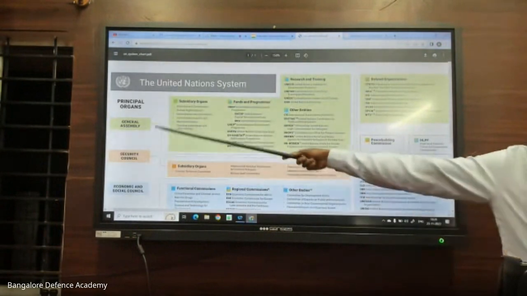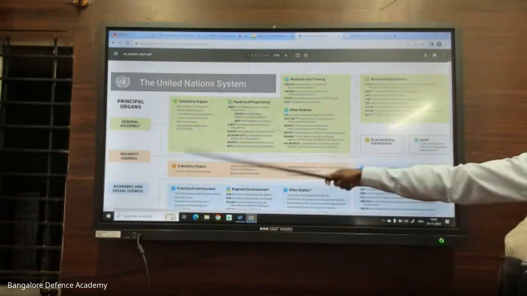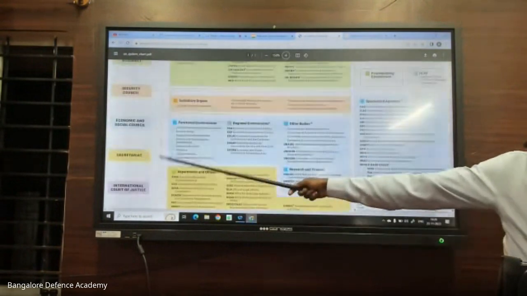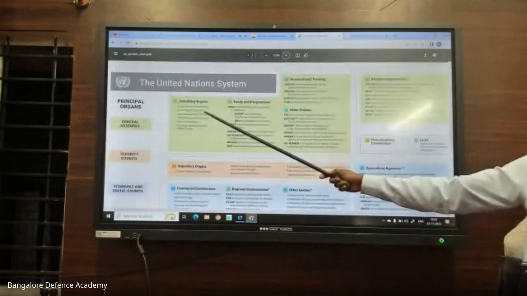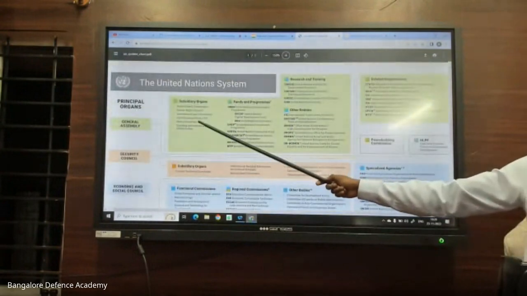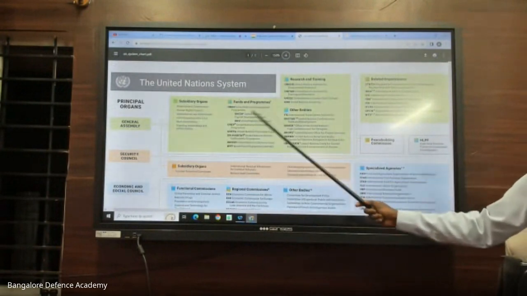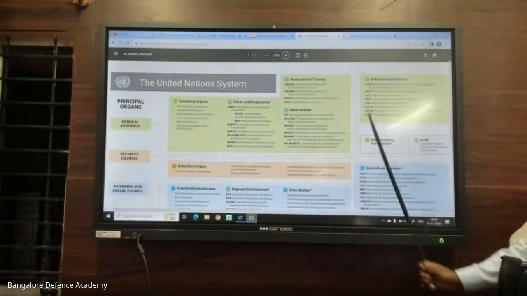United Nations, General Assembly. Inside the General Assembly, you have the Security Council, Economic Council, right? So many things are there. Ye sab dekha tha humne, abhi dekho. General Assembly ke andar subsidiary organs, there is Human Rights Council, International Law Commission. Fund and Program, UNDP, UNEP, then Research and Trainings, there are so many things.